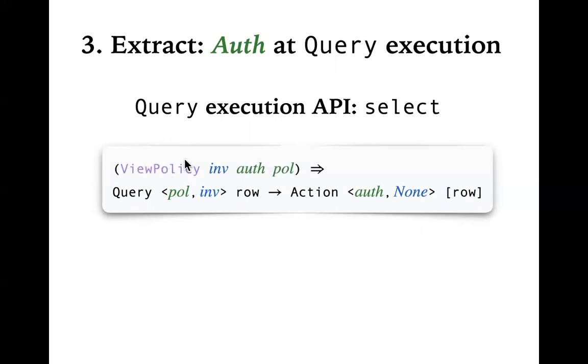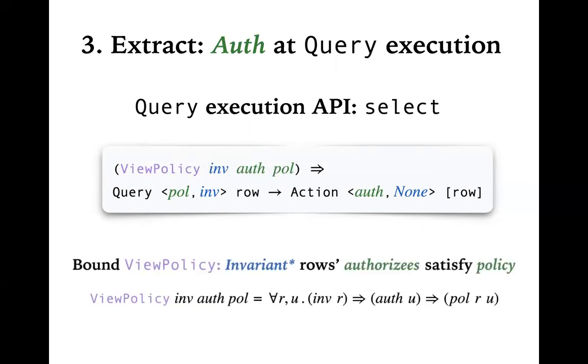It's captured by something we call a view policy, which says, this is what it is in English: the invariant rows' authorizees must satisfy the policy. We don't require that policy and invariant hold for every row. We just require that if R is a row that satisfies the invariant, then the authorizees must satisfy the policy for that particular row.